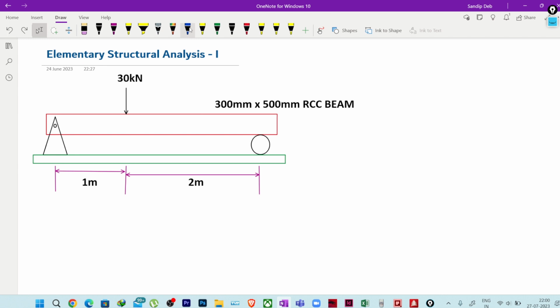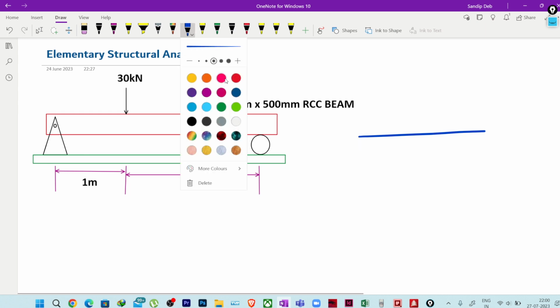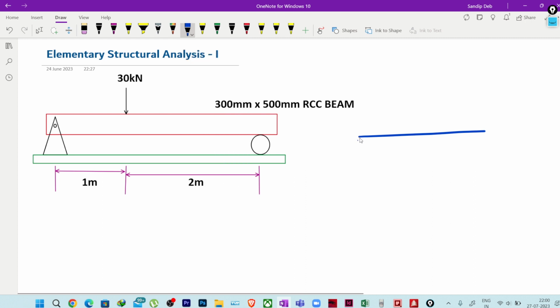So here you can see we have a very simple beam. If I simplify this, it is like this. This is a beam, let me just change the thickness. We have a simple support here. It is a pin support, sorry, pin support, and then we have a roller support here.